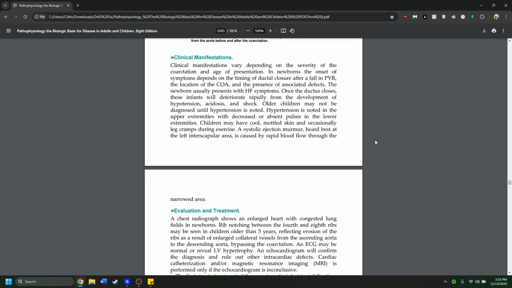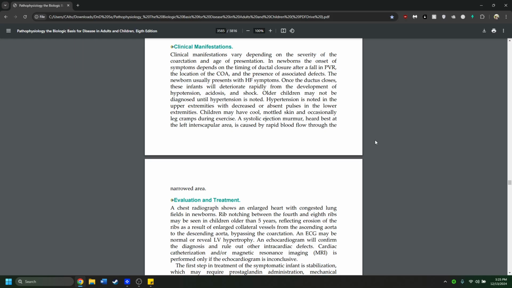So what are our clinical manifestations? Our clinical manifestations vary depending on the severity of the coarctation and age of presentation. In newborns, the onset of symptoms depends on the timing of ductal closure after a fall in PVR, the location of the COA, and the presence of associated defects. The newborn usually presents with heart failure symptoms. Once the ductus closes, these infants will deteriorate rapidly and develop hypotension, acidosis, and shock.